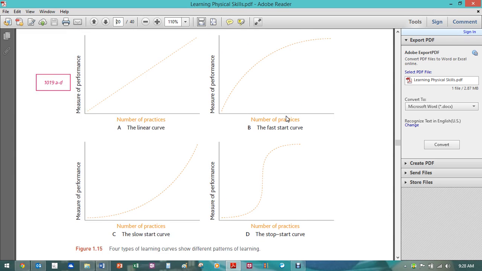So there you have it. There's your four types of learning curves. You need to choose one of them and include that in a discussion in your assignment. I hope this helps. If you need further explanation, all you need to do is ask.